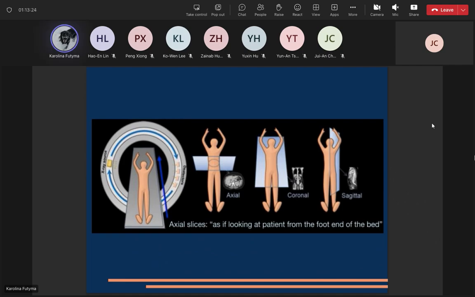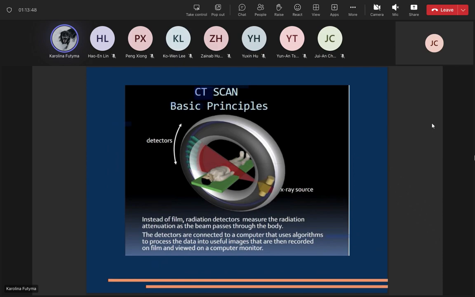Okay, and this is the example of the examination of CT. So you can see the patient moves directly into the machine, layer after layer, and the X-ray source and the detectors are circulating over the body. Instead of film, radiation detectors measure the radiation attenuation as the beam passes through the body. The detectors are connected to a computer that uses algorithms to process the data into useful images that are then recorded on film and viewed on a computer monitor.